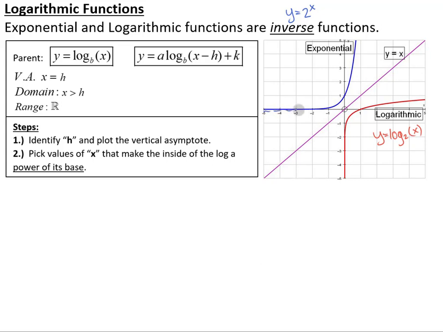So whereas our exponentials had a horizontal asymptote, our logarithmic functions end up having a vertical asymptote. You can see it getting closer and closer to the y-axis here, but it never actually reaches it.